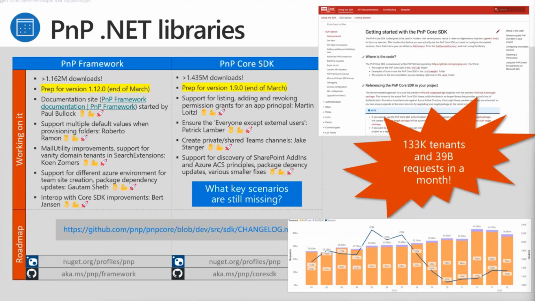And finally, we did a lot of work actually around detection of add-ins and Azure ACS principals. So if you have SharePoint add-ins in your tenant or using Azure ACS, up until today, it was really hard to figure out where it is being used. Now we have new APIs which are wrapped in the core SDK, which will also end up in PowerShell, by the way. So you will have an easy way to figure out where an add-in is used, which add-ins are used, which ACS principals are used, which permissions do they have, and so on.